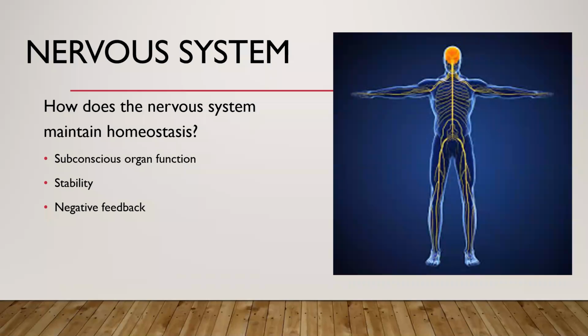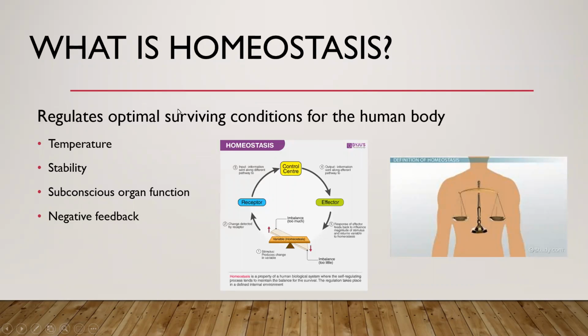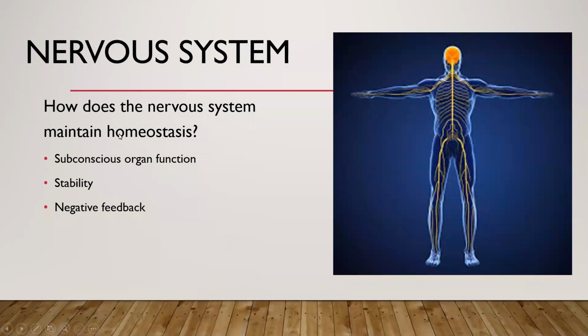And secondly, the other lab that I'll be demonstrating today that really drove home the theme of homeostasis was the nervous system. We learned about the nervous system, but more specifically the autonomic nervous system. And the autonomic nervous system is very important in contributing to homeostasis because it most importantly will help maintain subconscious organ function, as well as stability and negative feedback loops as well. Because if we recall, homeostasis is what regulates our optimal surviving conditions for the human body. And our nervous system is what really does all of this for us, and it helps our body survive.